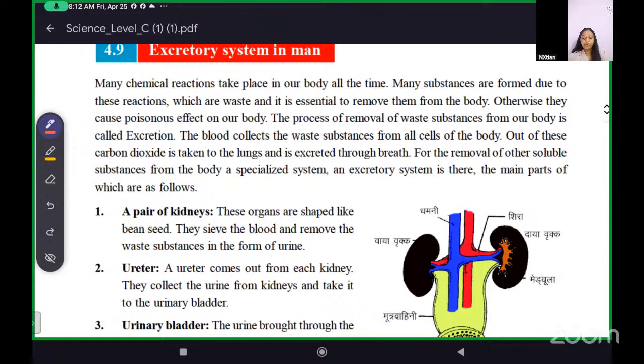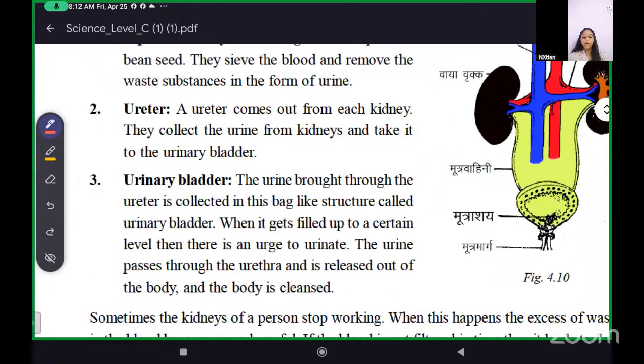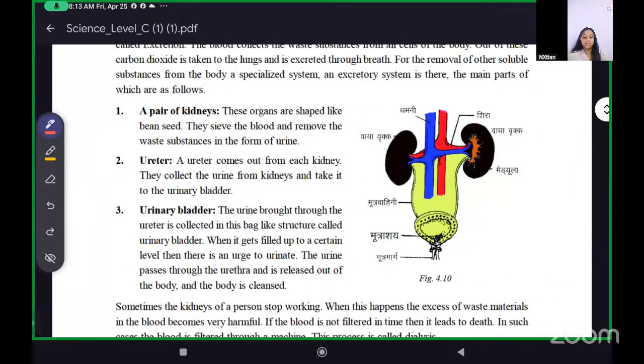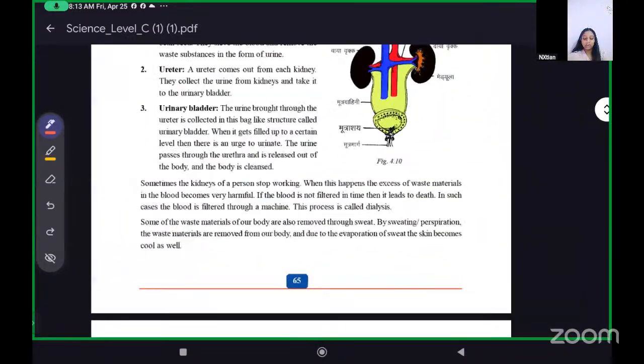They collect the urine from the kidneys and then transport it to the urinary bladder. The urine brought through the ureter is collected in this bag-like structure called the urinary bladder. When it gets filled up to a certain level, we feel the urge to urinate. The urine passes through the urethra and is released out of the body, and the body is cleansed. So this was about the main parts of the excretory system: kidneys, ureter, and urinary bladder.